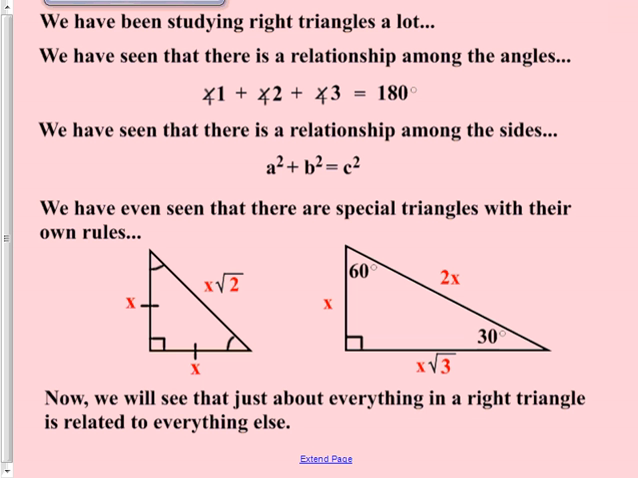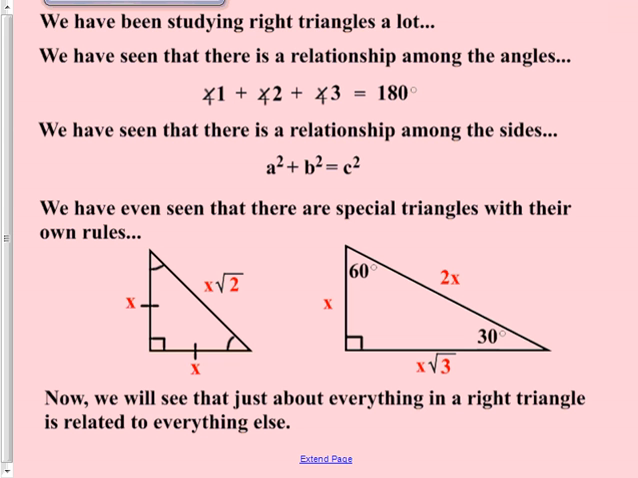Okay, now here's a bunch of information. You do not need to copy this screen down. This is a lot of stuff that we have discussed over recent weeks. We've been studying right triangles a lot. We have seen that there is a relationship amongst the angles, that the three angles in a triangle add together to be supplementary. We have seen there's a relationship amongst the side lengths in right triangles, where the two legs squared and added together equals the hypotenuse squared.